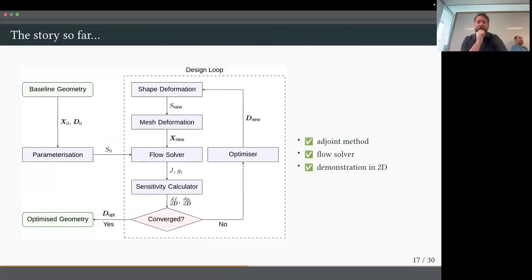So where we are on the story, we talked about the adjoint method that's going to allow us to do this sensitivity calculation. I told you in particular about the Newton-Krylov solver, and I've demonstrated this all in 3D. But what I want to talk about now is our more recent work, outcomes from Reese's thesis on doing the shape and mesh deformation. So this was our step to doing 3D geometries.